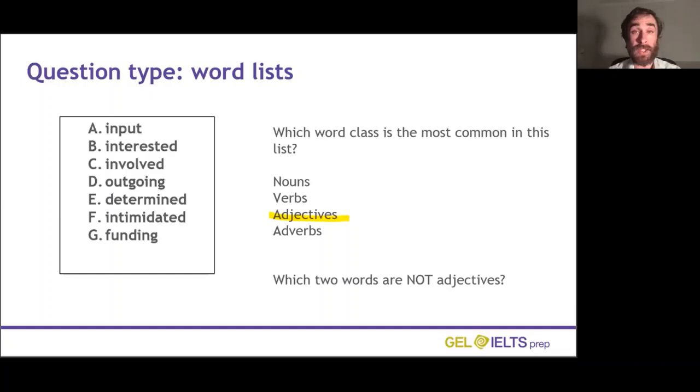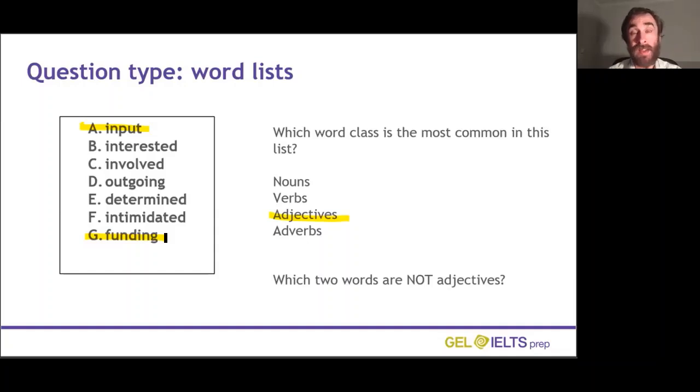So in this list, the two words which are not adjectives are A, input, and G, funding. Both of these words are nouns. Now, to me, this suggests that the majority of our answers and a majority of those gaps will be adjectives, but probably one of the questions' answers will be a noun, and we know it's going to be A or G. So already we've narrowed down the possibilities.